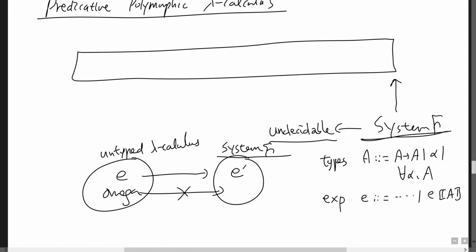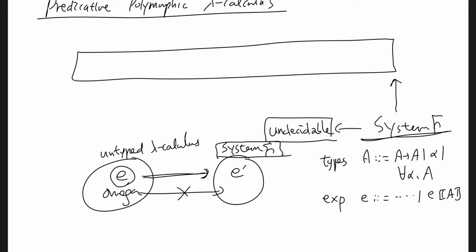So first, we should be able to decide if the given expression E can be converted to an expression in system F. Unfortunately, this problem is undecidable. There is no algorithm that can decide the convertibility of a given expression in system F.